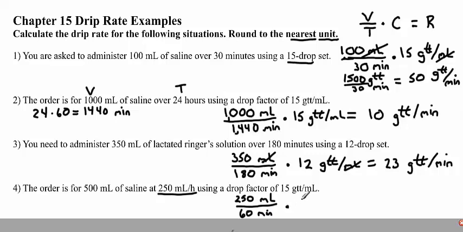And we're going to times that by a calibration or a drop factor of 15 drops for every 1 milliliter. The milliliters will divide out. Our units in our answer will be drops per minute. And if you divide and then multiply, or multiply and then divide, you will get 63 once you round it. You get 62.5, and that rounds to 63 drops per minute.